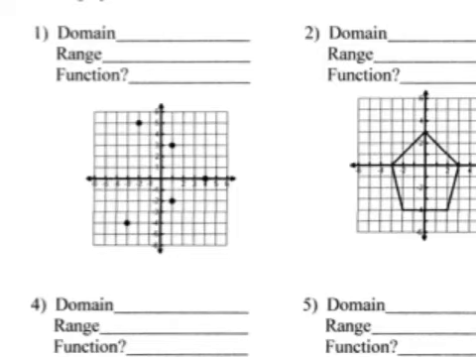If a vertical line goes through more than 1 point on a graph, it is automatically not a function. So, is this one a function? No, it is not because of the vertical line test here. Okay. The domain is going to be all of the x values for this particular graph.